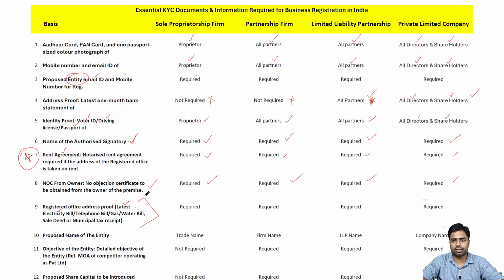Sometimes it is accepted, sometimes it is not accepted, but the electricity bill is mandatory. In all cases you have to provide it. And then sometimes we support that electricity bill with the sale deed or municipal khata copy, or municipal tax receipts. So these are the mandatory documents.